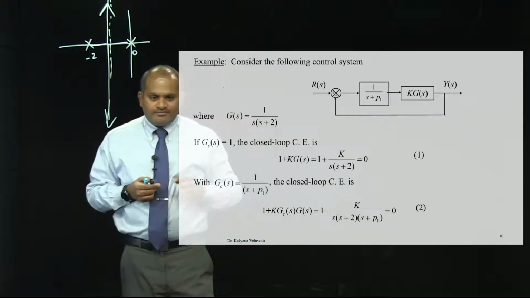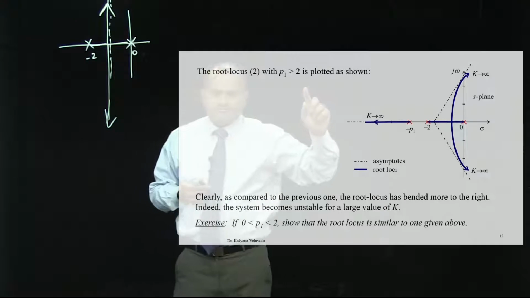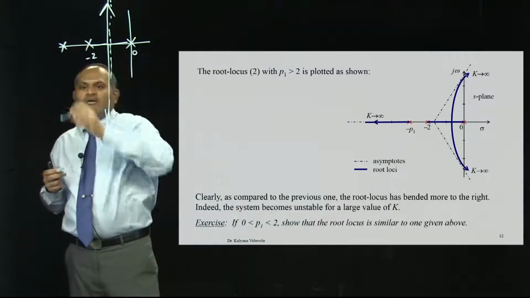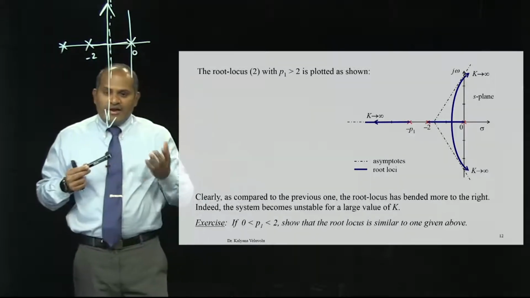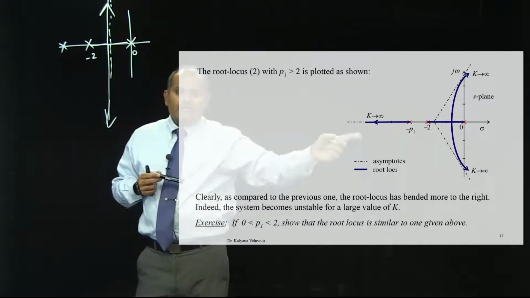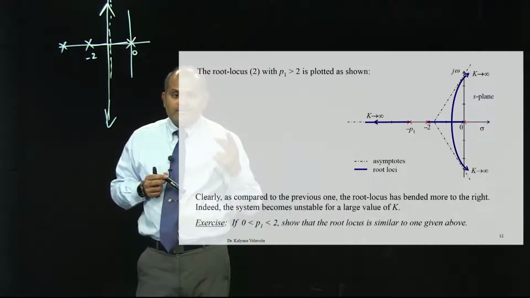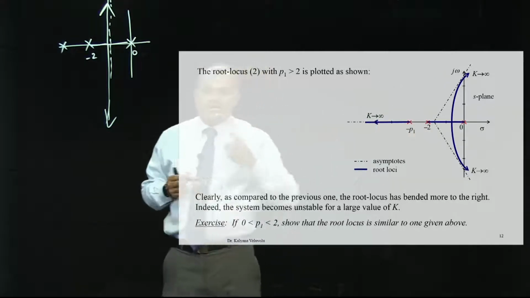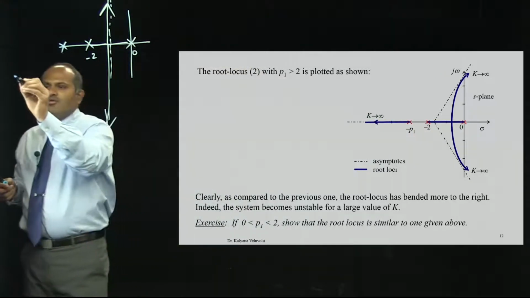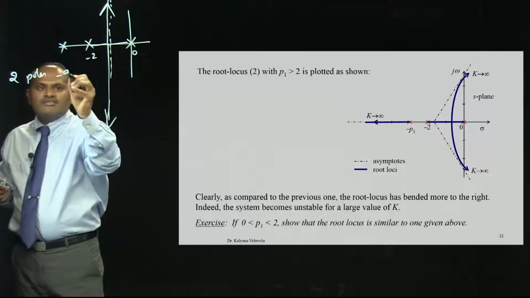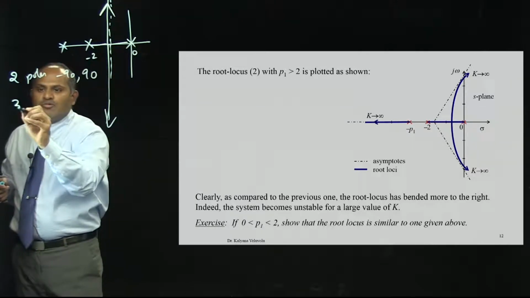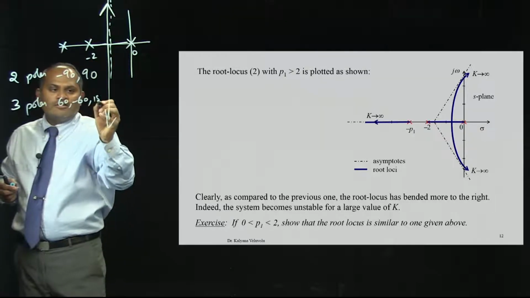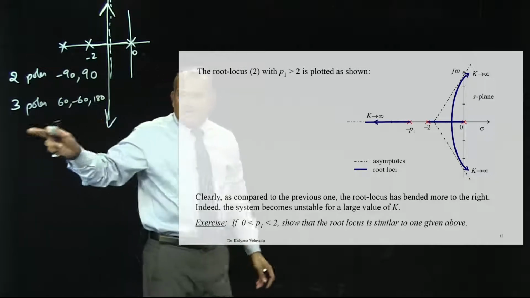Now, when I add an extra pole to the root locus, let us say I add an extra pole here, everything changes, because when you add an extra pole, the asymptotes now become 3. With 3 asymptotes, you have 60, minus 60, 180. So, with 2 poles it was 90, minus 90, and with 3 poles, I have this kind of scenario.